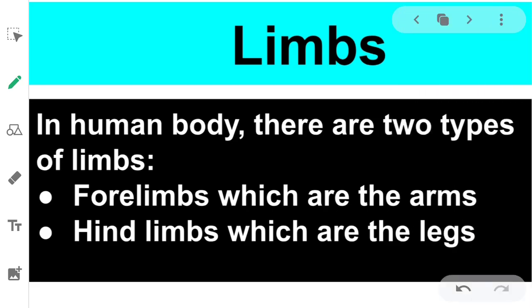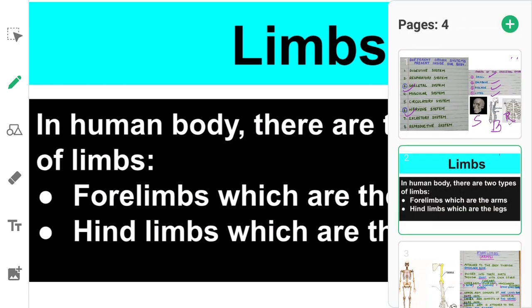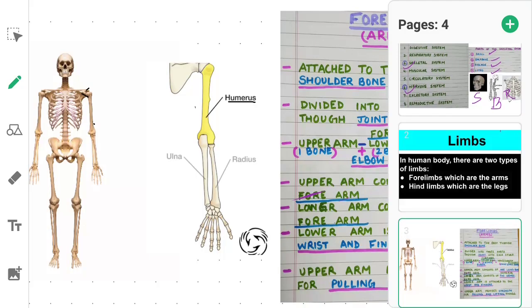In the human body, there are 2 types of limbs: forelimbs, which are the arms, and hind limbs, which are the legs. Now, we'll discuss each one by one in detail. At first, we'll discuss the forelimbs.